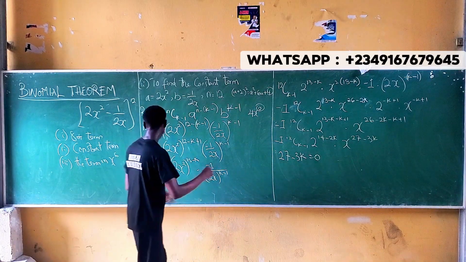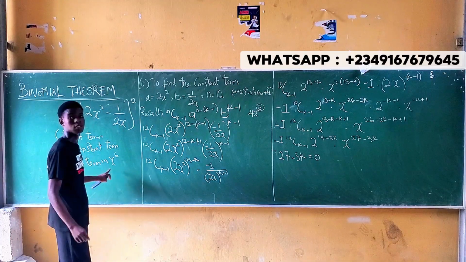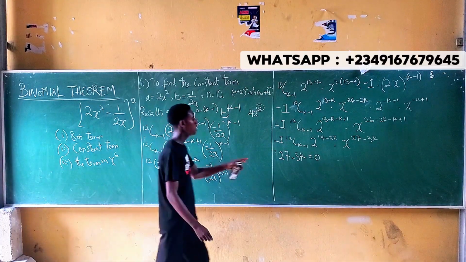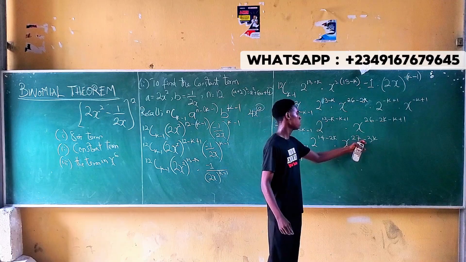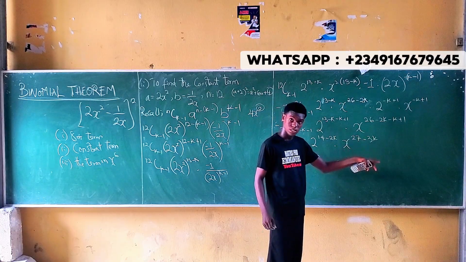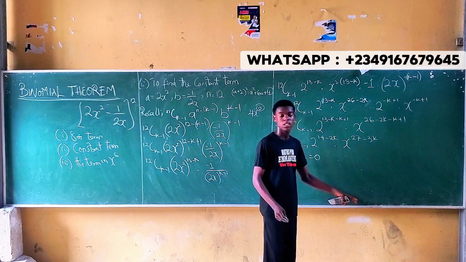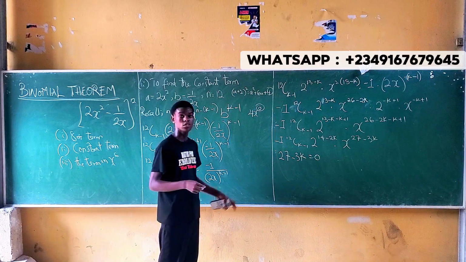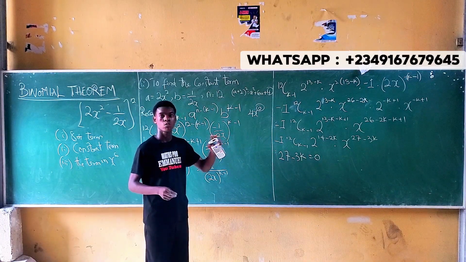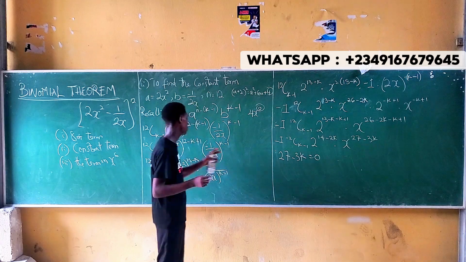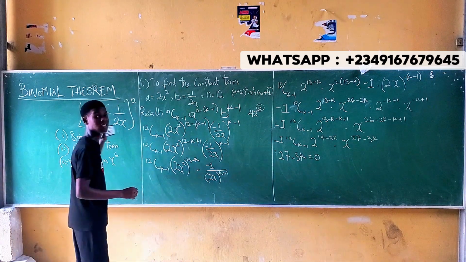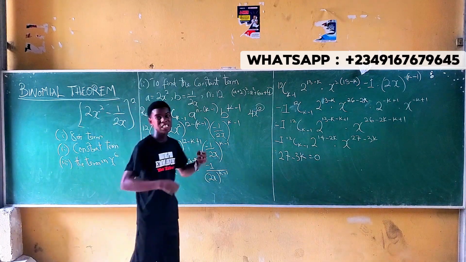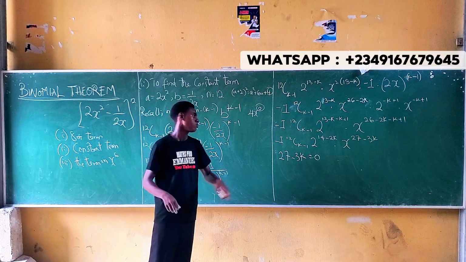That's just it. Now in this case, when they say find the term in x raised to the power of 6, I'll equate the index of x here, that is 27 minus 3k, to 6 this time around. If they say find the term in x raised to the power of 12, I'll just equate 27 minus 3k to 12. So now you understand everything. When they say each term, that one is different, but when they say find the term in x to the index, you do it like this.